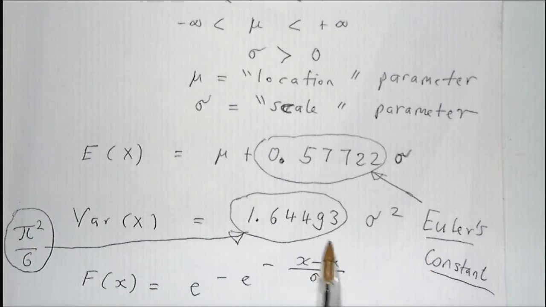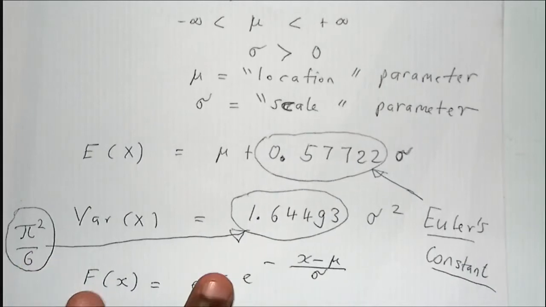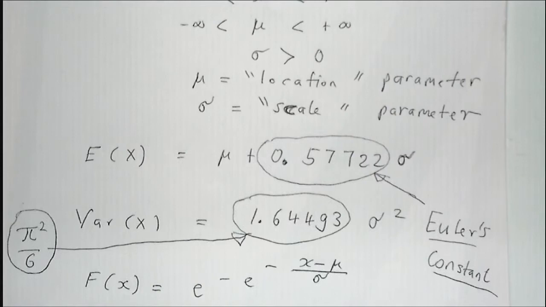This number, 0.57722, is known as the Euler's constant. Euler is a mathematician. I'm sure you probably heard of his name. He's a Swiss mathematician. He made a lot of contributions to mathematics and also other areas. Whereas this number here is simply pi squared divided by 6. So if you square pi, you get this number, right?